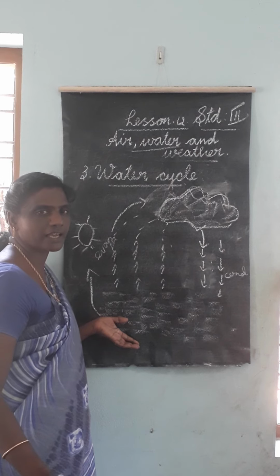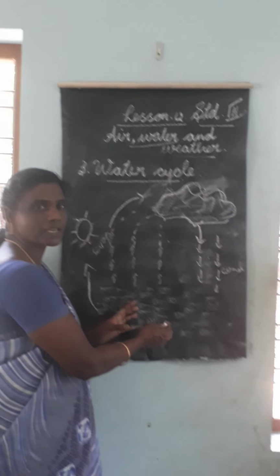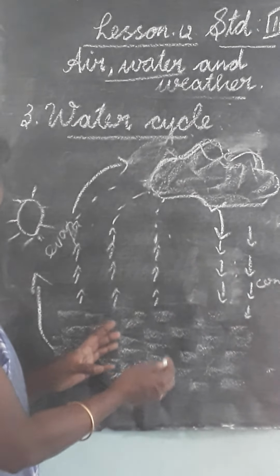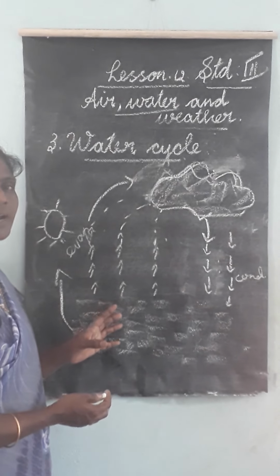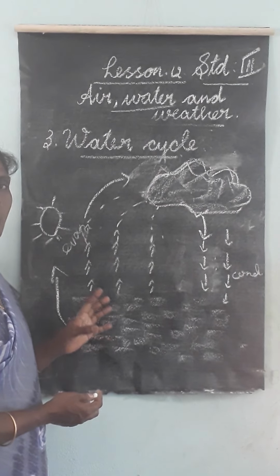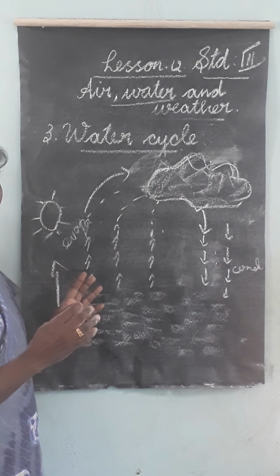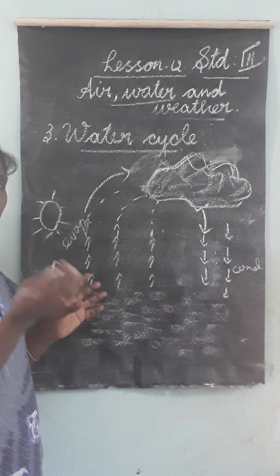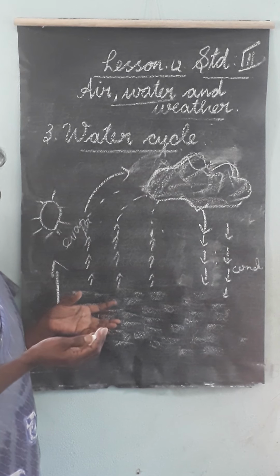Once again, all of you listen. So these are the water bodies. The sun heats up the water from rivers, ponds, lakes, sea and plants. This water evaporates into the air as water vapor. When it goes higher, the water vapor cools down to form small water drops. The change of water vapor to water droplets is called condensation.